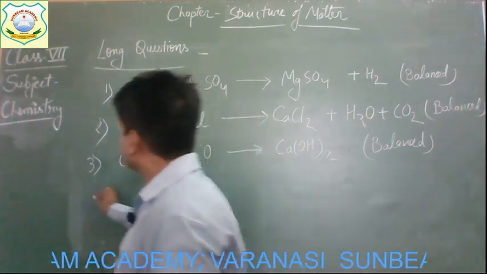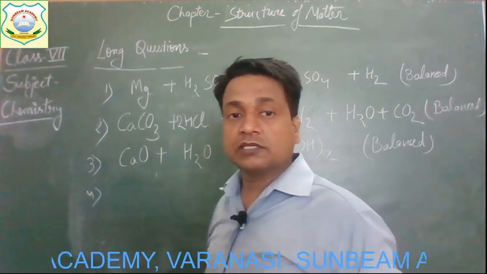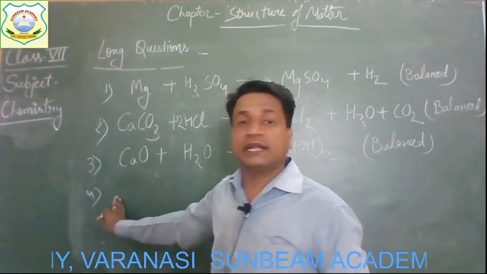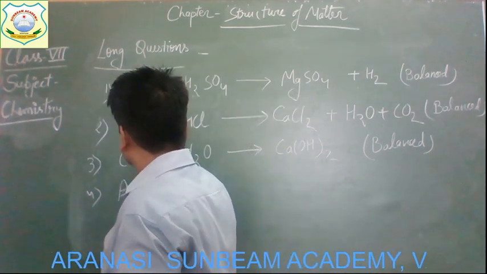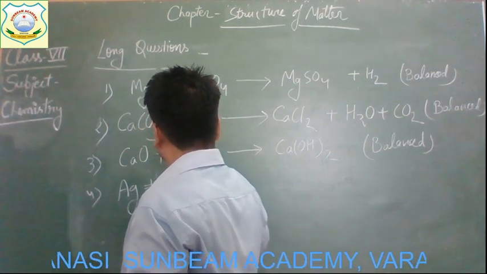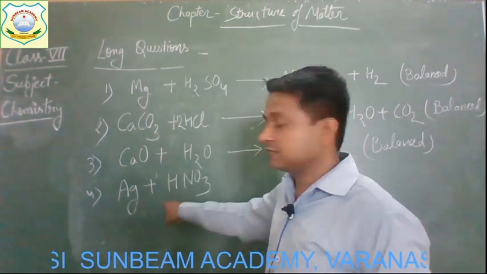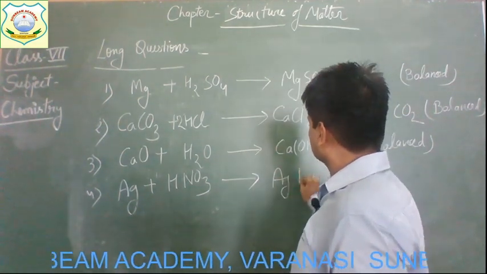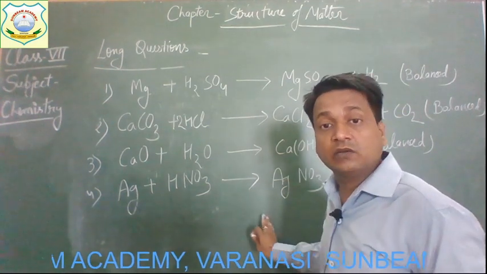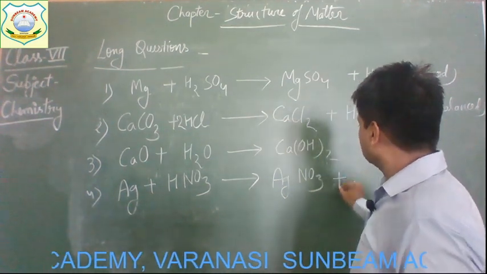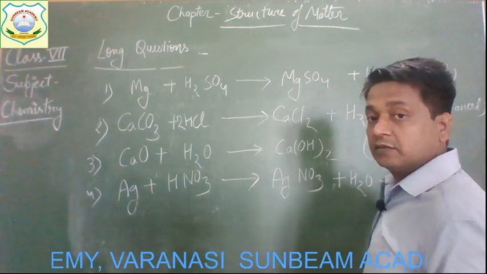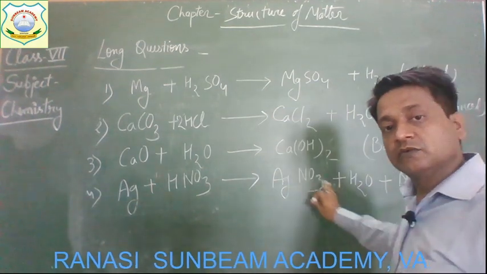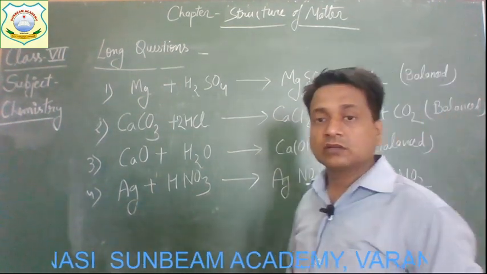Okay, now come to the fourth. The fourth equation is when silver is going to react with nitric acid. When silver reacts with nitric acid, it forms silver nitrate. This is silver nitrate plus water and plus nitrogen dioxide. So these are the products formed. Now check whether it is balanced or not.